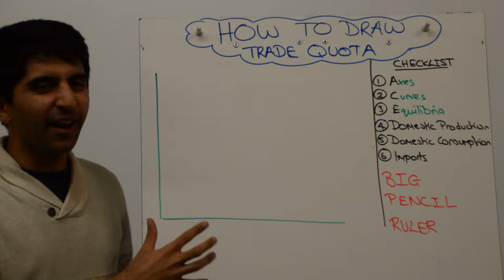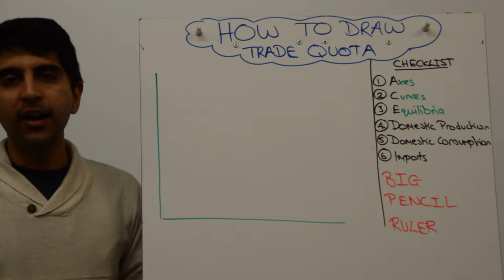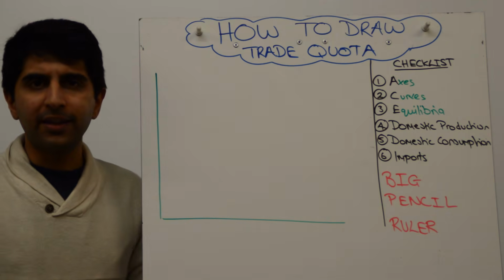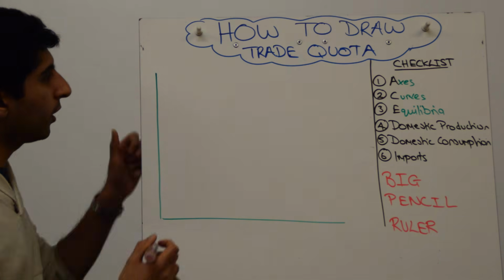Hi everybody, a diagram that confuses the life out of many students. It's a tricky one: the impact of a trade quota and how, diagrammatically, that changes domestic consumption, production and the level of imports. How do you construct this diagram?